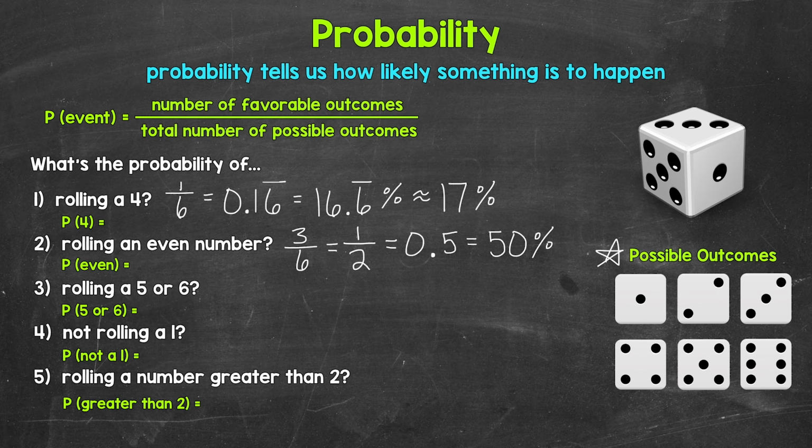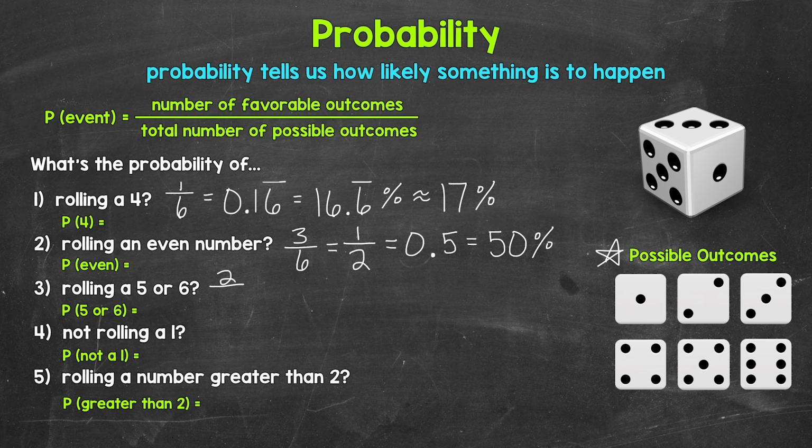Moving on to number 3, we have what's the probability of rolling a 5 or 6? Both of these are a favorable outcome. Both of these will work. We either want to roll a 5 or a 6. Think of it like this: you need to roll a 5 or a 6 to win a game. So, what are your chances of rolling a 5 or a 6? What's the probability? One side of the die has a 5 and one side of the die has a 6. So that gives us two favorable outcomes here.